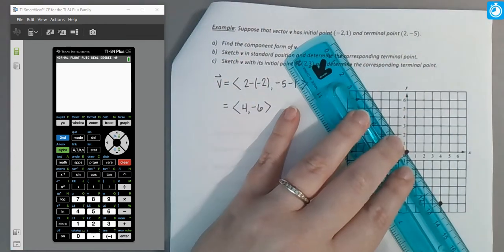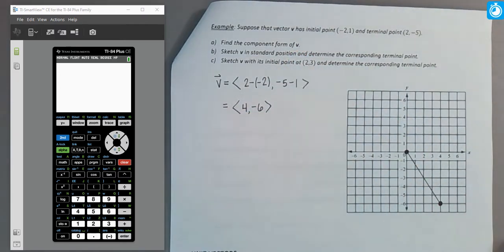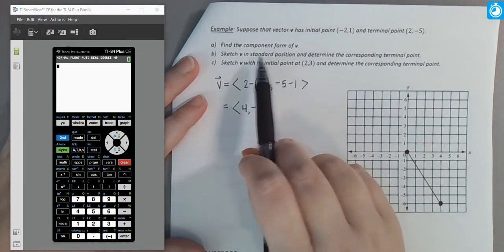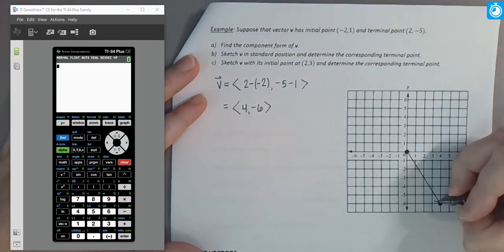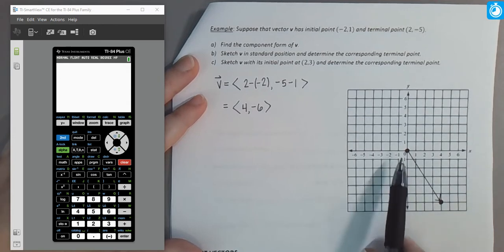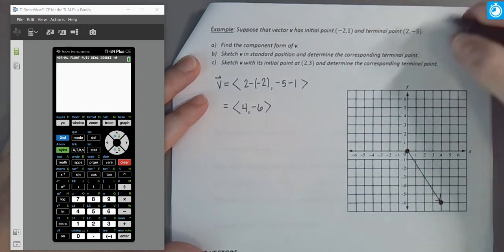So we connect the dots with a line segment, but it's not just a line segment. We also have to indicate with an arrow which direction we're traveling in. That's going to tell us which point is initial and which point is terminal. So our initial point was at the origin, since we're in standard position. So this is going to be our terminal point, and we indicate that with an arrow pointing towards the terminal point. So if this is the way we graph the vector in standard position, that tells us the terminal point is going to be the point for -6.